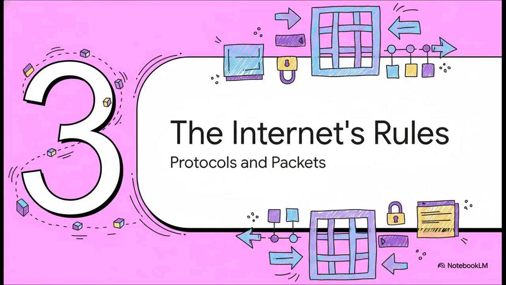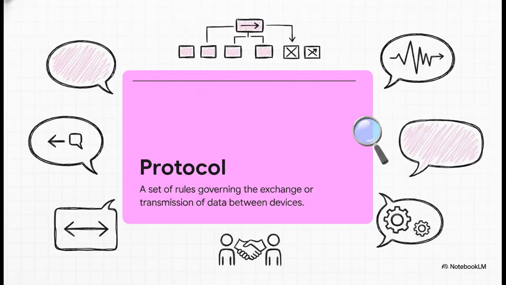So once our data packet is out on the open road of the internet, it can't just wander around hoping for the best. Can you imagine millions of cars on a highway with no speed limits, no lanes, no traffic lights? It would be total chaos, right? Well, to prevent that exact kind of chaos, the internet runs on a very strict set of rules. And these rules are called protocols.